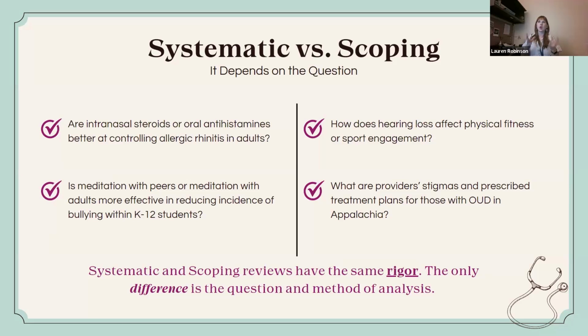For example, are intranasal steroids or oral antihistamines better at controlling allergic rhinitis in adults? That's easy to pull apart, right? You can pull out your steroids, your antihistamines, your rhinitis, and then adult populations. That's easy to frame into a systematic review and bring studies together. Well, the other one, like how does hearing loss affect physical fitness or sports engagement? That's really broad, right? Sports engagement can be so many things. So I hope that helps explain what I mean by the question differences between these types of reviews.